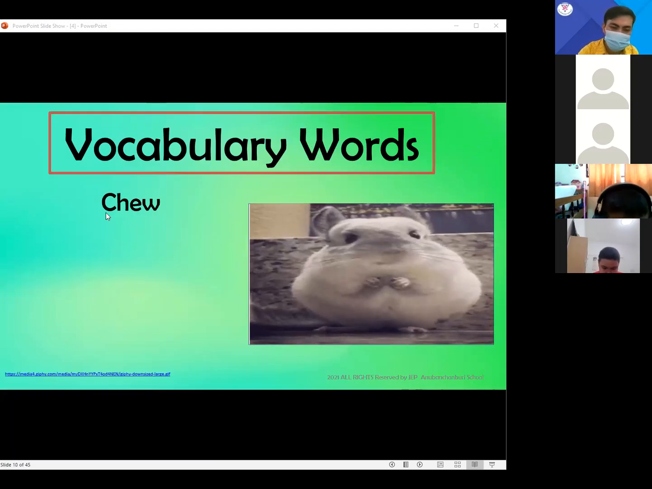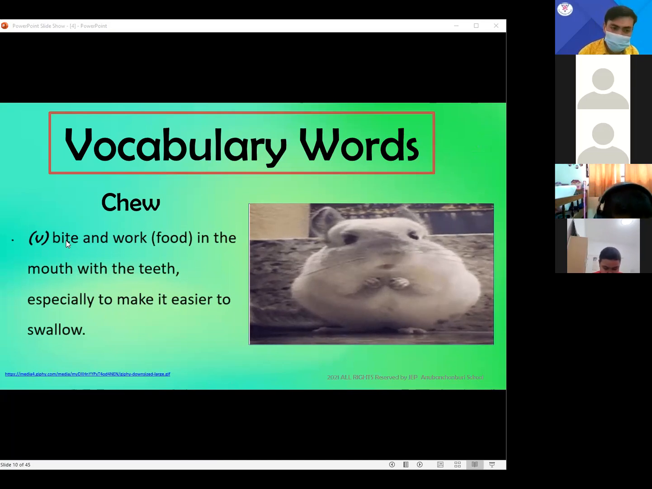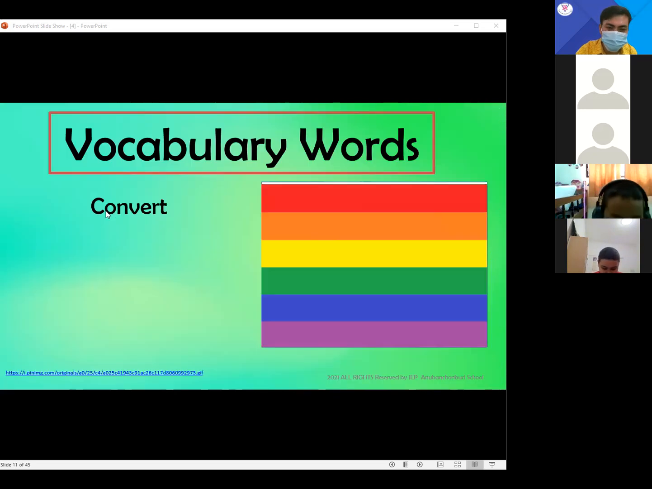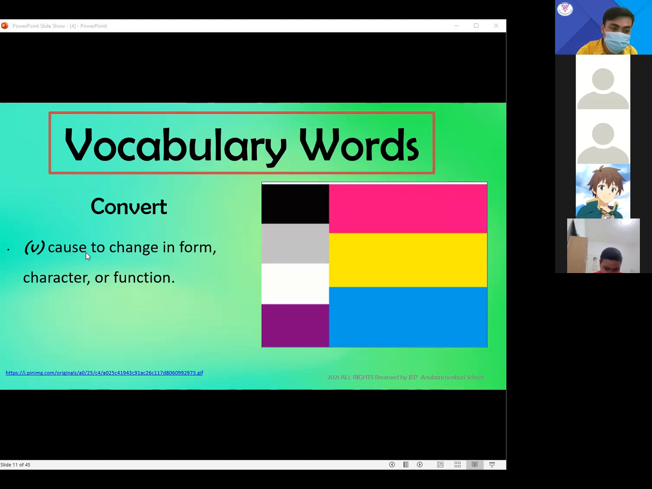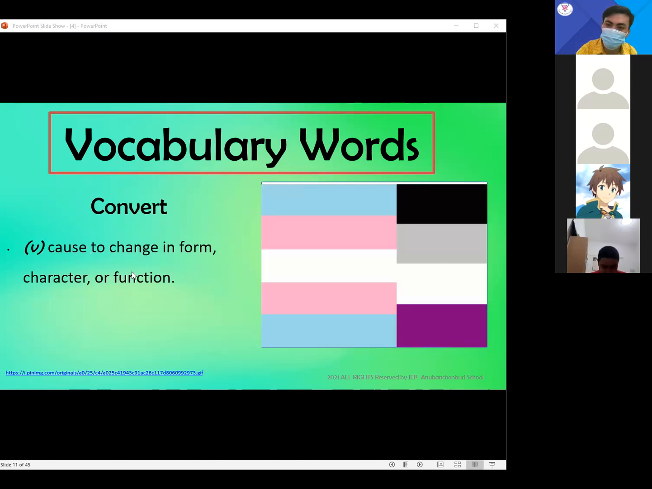Second word, chew. It means to bite and work in the mouth with the teeth, especially to make it easier to swallow. This is the process of breaking down food into smaller pieces. So that is chewing. And not only making it into small pieces, but also mixing it with our saliva. So we chew our food. Next is convert. The meaning of convert is to cause to change in form, character, or function. So it will change. There is a change there.